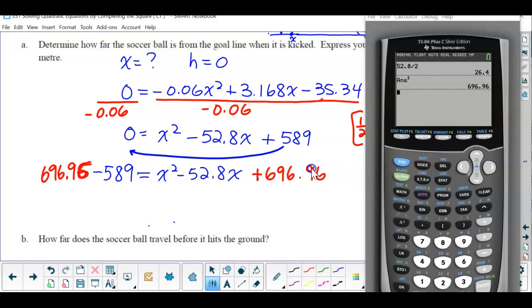Okay, it's already in your calculator. You can subtract your 589, the 107.96. And this would factor to x minus 26.4 squared.